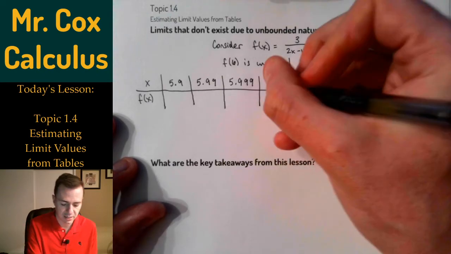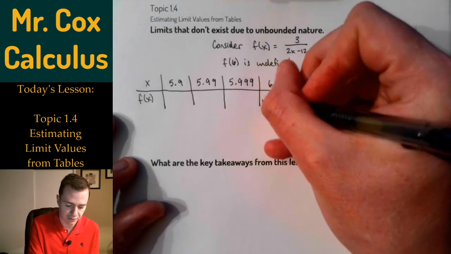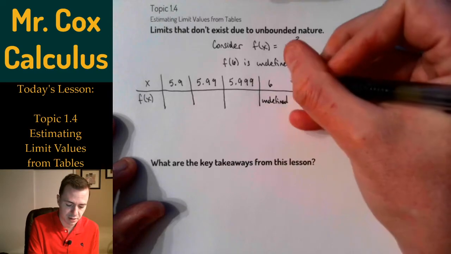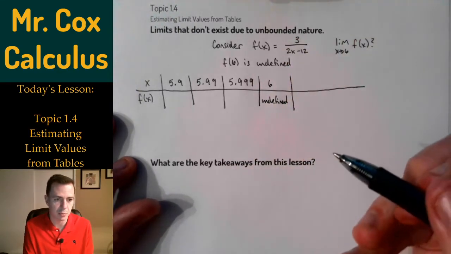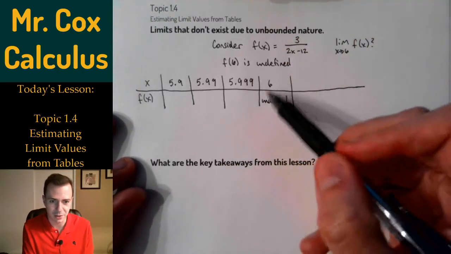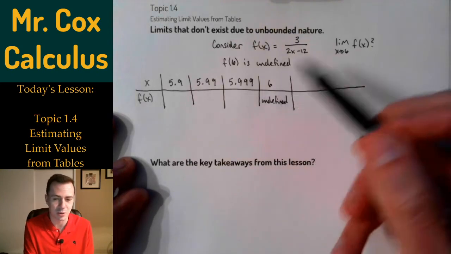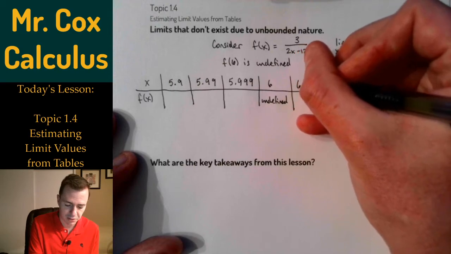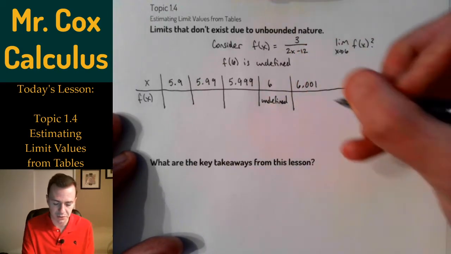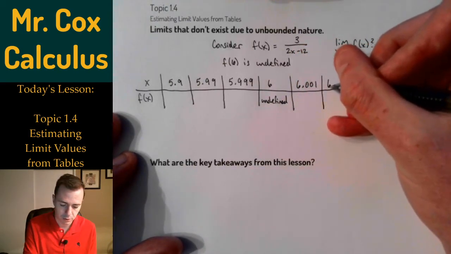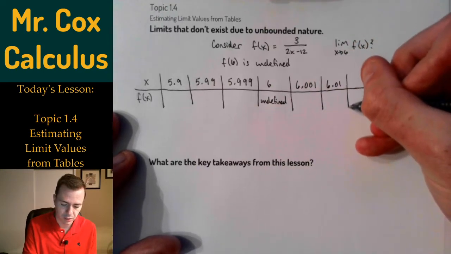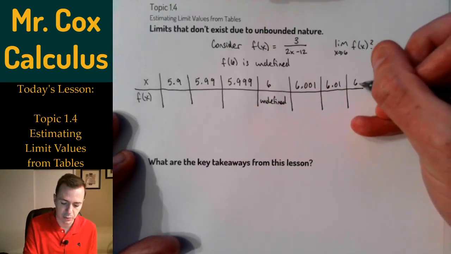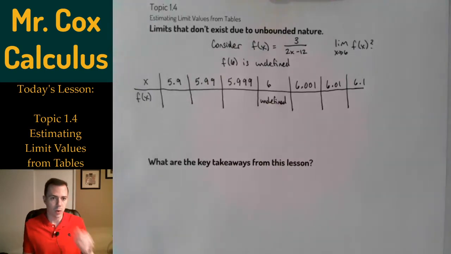Now then, I do like throwing the value on the table because I think it's worth knowing what f of 6 is. For this particular example, f of 6 is undefined. But I think it's worth having on the table, even though this particular column has nothing to do with what we end up looking at when we look at the limit. So we also want to look at 6.001, 6.01, and then lastly 6.1.